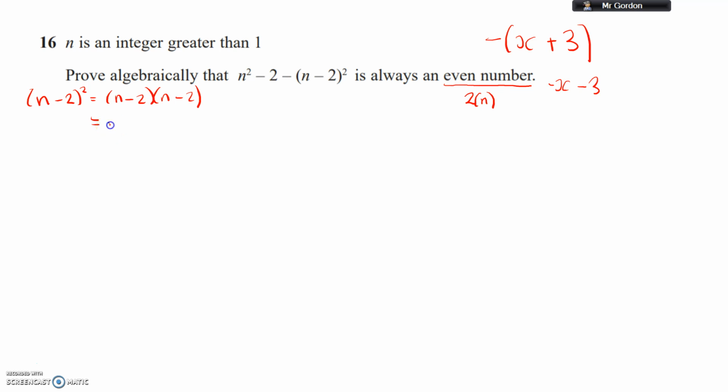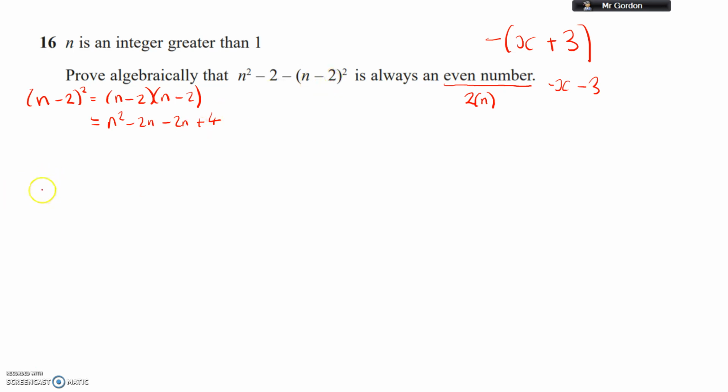n times n is n squared. Minus 2 times n is minus 2n. And then you've got the other n times minus 2, another minus 2n. And then minus 2 times minus 2 is a positive 4. So that's that bit there. So I'm going to rewrite this whole thing out again with my expansion in place of this.